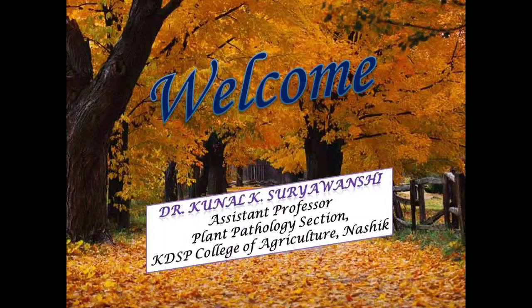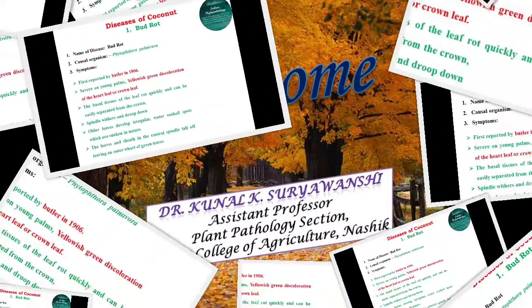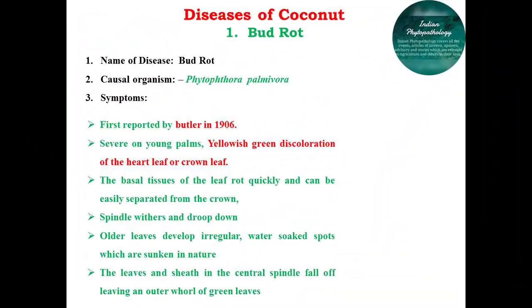Hello friends, today we are going to see the diseases of coconut and their management. In coconut, there are two most important diseases, that is bud rot of coconut and root wilt of coconut. Bud rot of coconut is caused due to Phytophthora palmivora. This is one of the fungal pathogens.